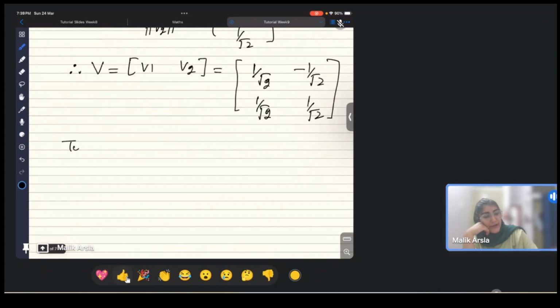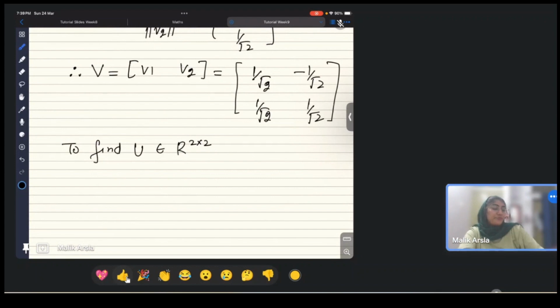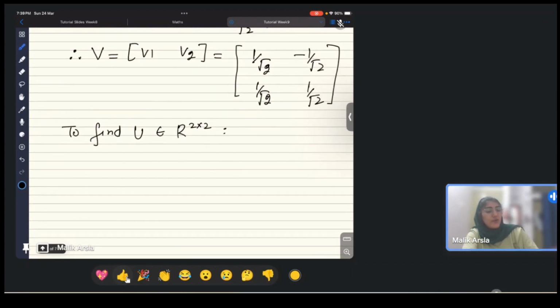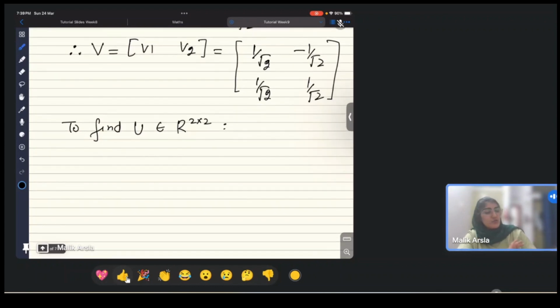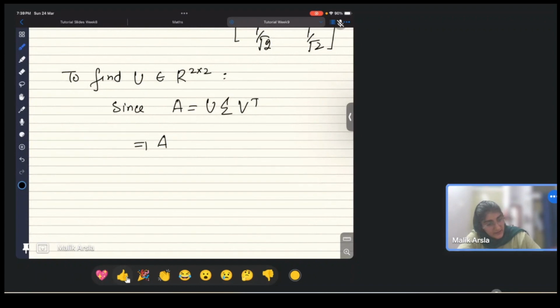Now to find U, belonging to R 2 cross 2, because A is also a 2 cross 2 matrix. So, as Kavita said, here we have two ways. Either we can write it as A into A transpose, or using the standard procedure, we can simply say that since A is equal to U sigma V transpose, correct? It implies A into, can we post multiply this equation by V? We can clearly do that, right?